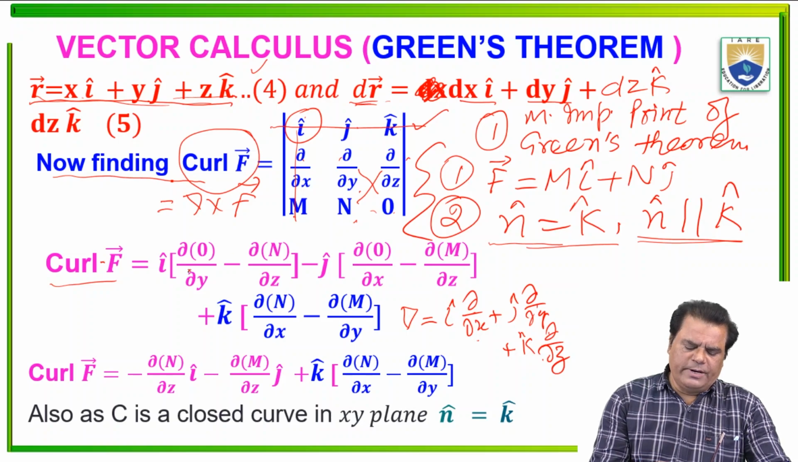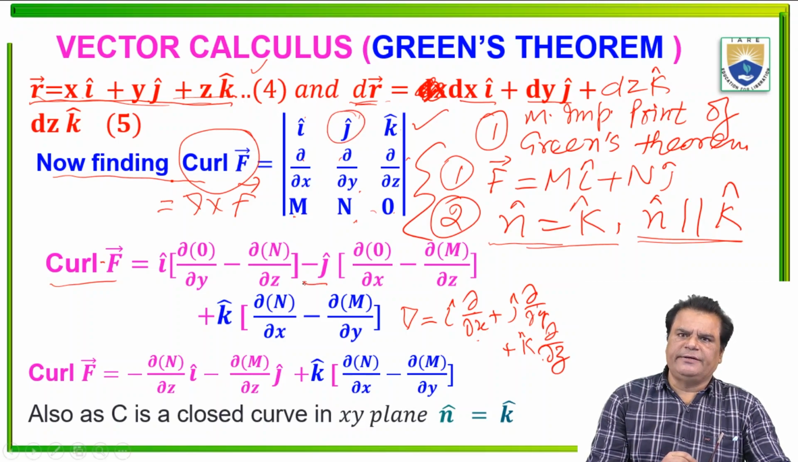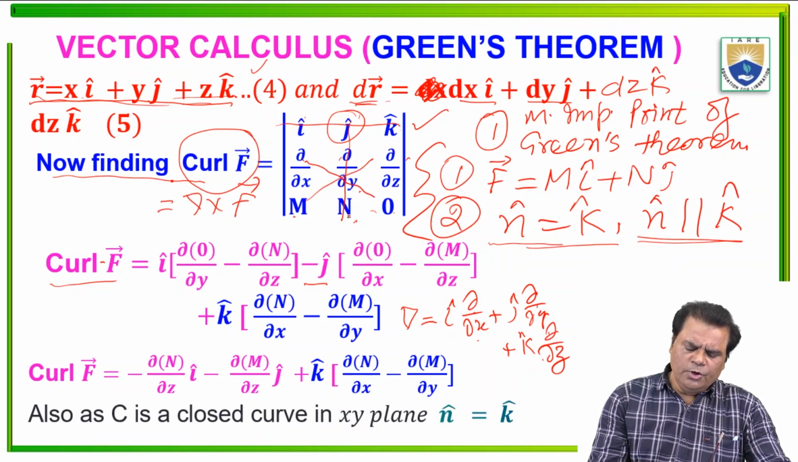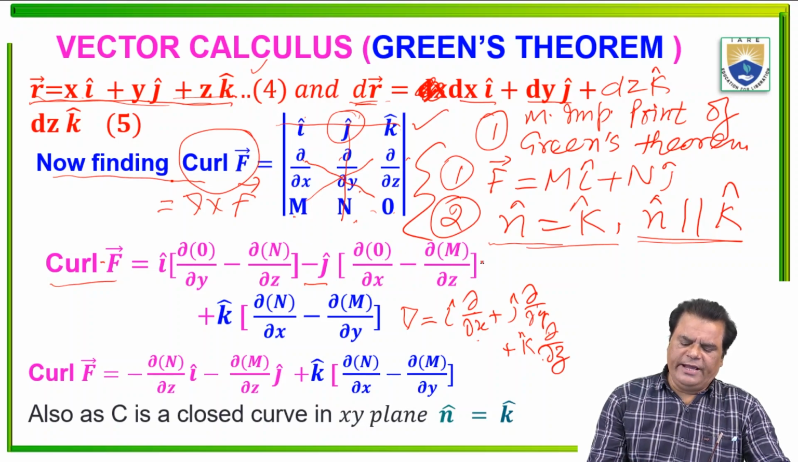So, ∂/∂y of 0 minus ∂/∂z of n. Next, second, taking j. J has a negative sign, minus j, and we cancel the first row and second column. So, multiply this to this and minus this to this: ∂/∂x of 0 minus ∂/∂z of m.